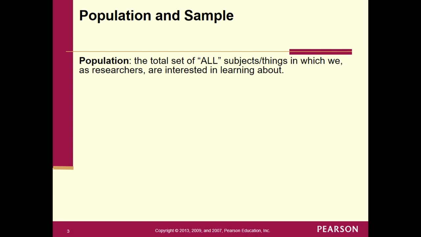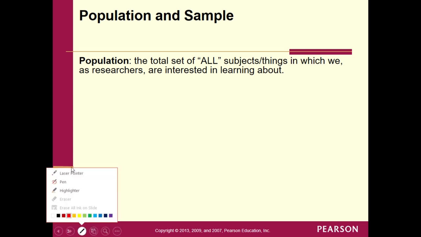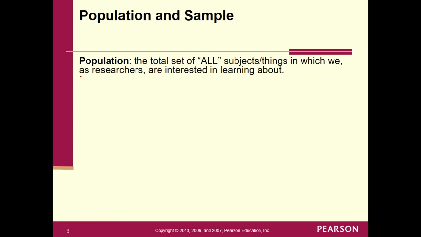How about populations and samples? Here's the definition of a population. It's the total set of all subjects or things in which we as researchers are interested in learning about. The way I approach this course is that we're researchers. When we get to some more complicated problems later in the semester, we're going to take the vantage point that we are the researchers, trying to learn about something, and we're going to use data to learn about it.